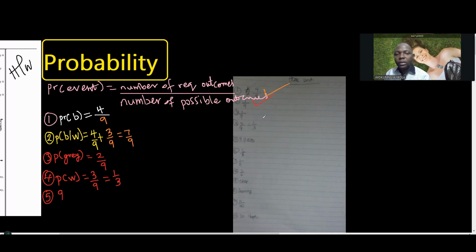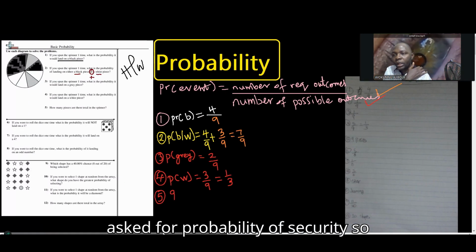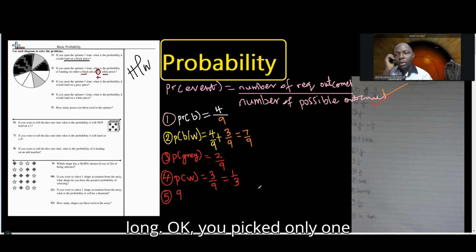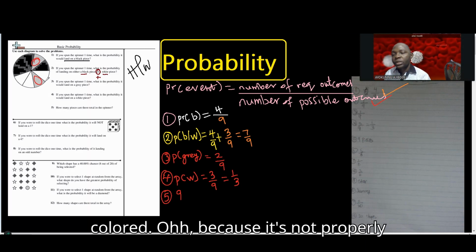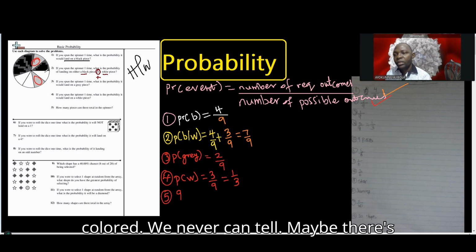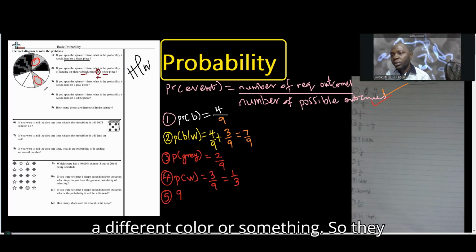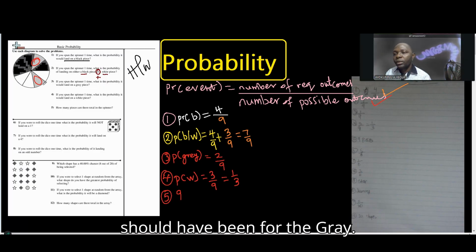Yeah, in number three, it asks for probability. Because you said gray, you picked only one as the gray. Because it's not properly colored, we never can tell. Maybe there's a different color or something. So they should have been for the gray.